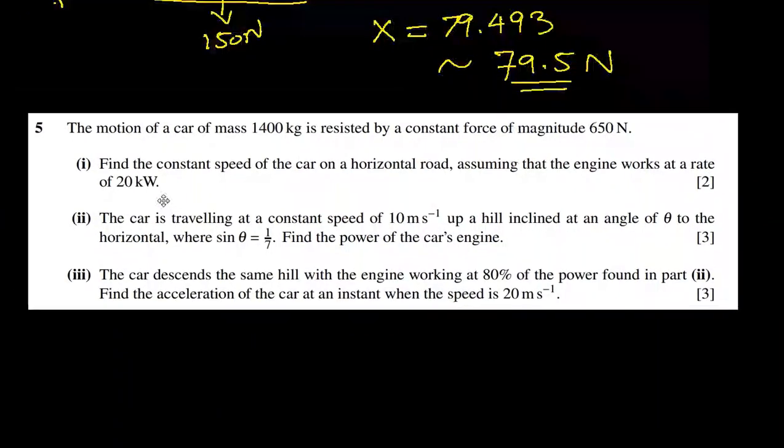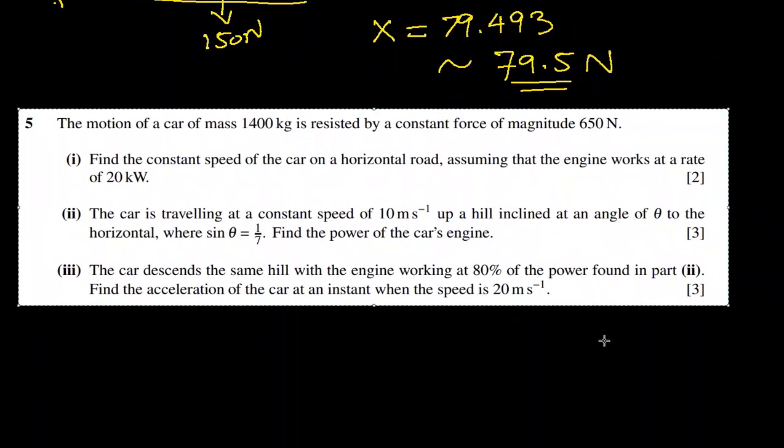And this is next. A motion of a car of mass 1400 kg is resisted by a constant force of 650 newtons. So we can write Fr equal to 650 newtons. Find the constant speed of the car on a horizontal road. That's good, not inclined. Assuming that the engine works at a rate of 20 kilowatts. Power is 20,000 watts. We can't use kilowatt, okay?